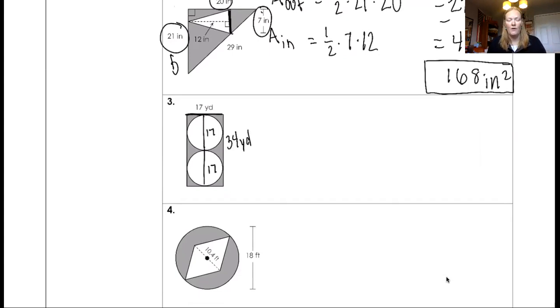Now we're going to have to use area of a circle, and we need the radius. So the radius is 1/2 of 17. So I'm just going to put down here that the radius is 8.5.